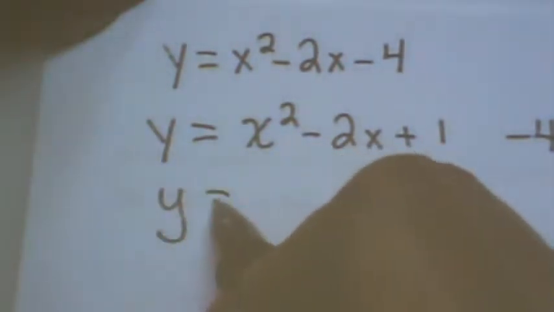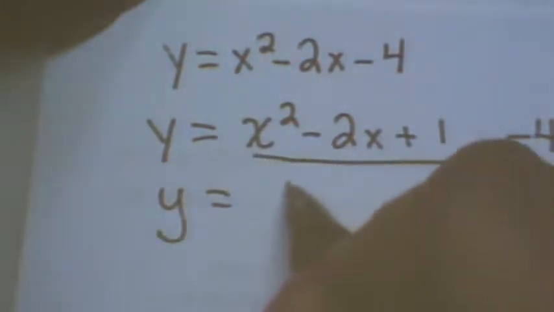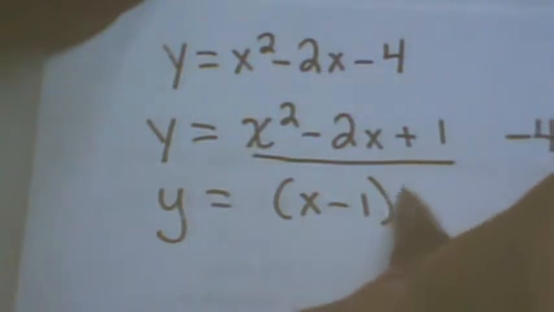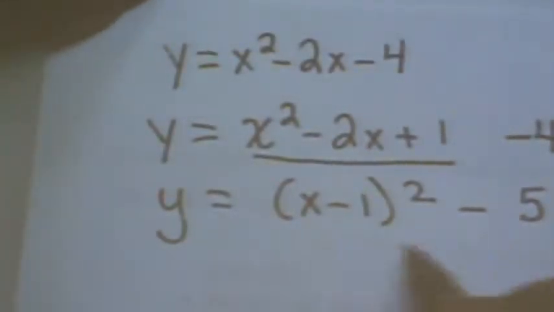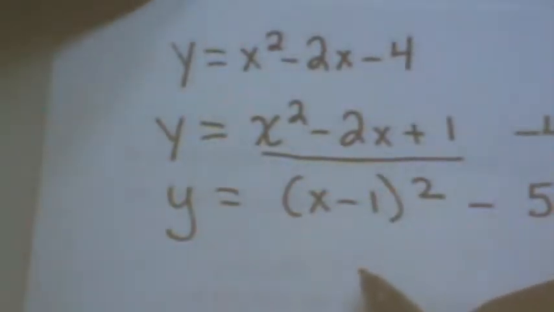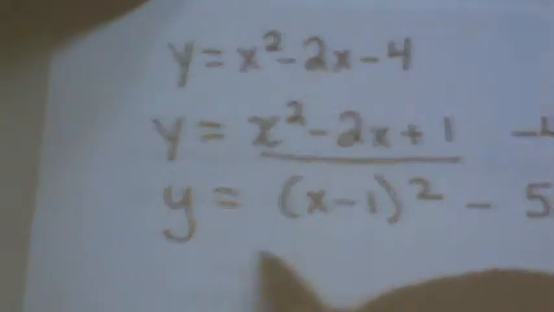So you're going to factor this. This factors to be x minus 1 quantity squared minus 5. -4 minus 1 is -5. So from chapter 4, we know what the vertex is. We know the axis of symmetry is 1, and the vertex is 1, -5. But we're going to write it a different way in this chapter. We're going to bring -5 over here.